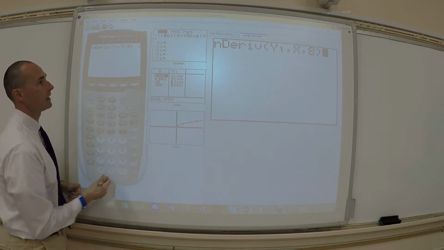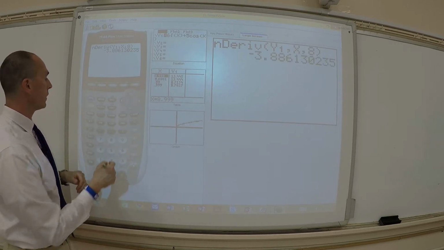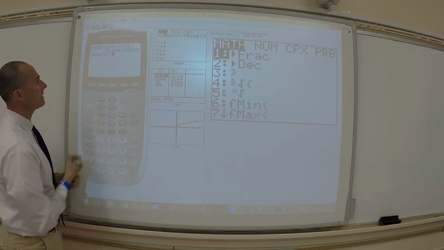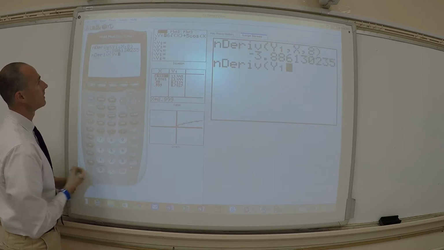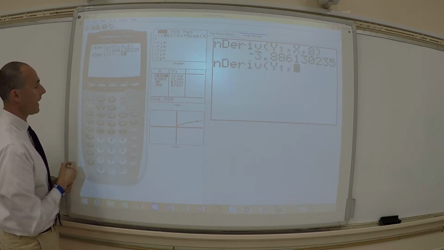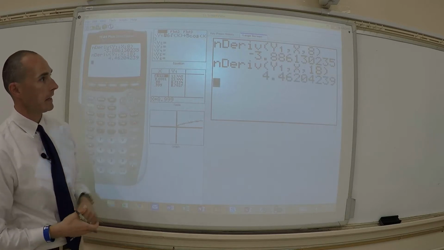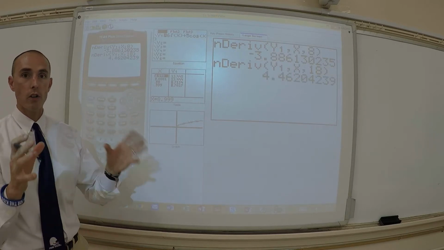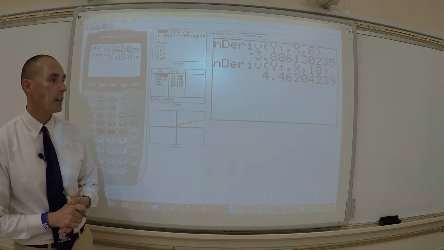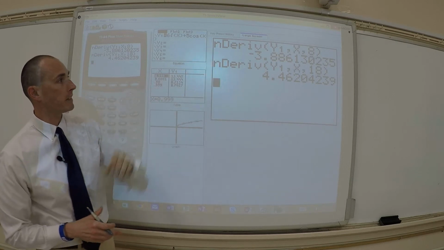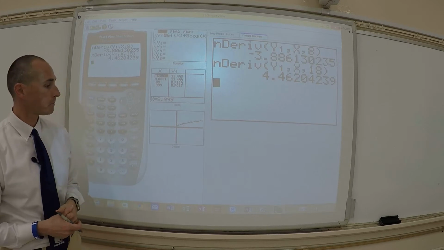And when we do that, we get exactly what we had before. So let's do it one more time so you can see what it's like for 18. Math 8, the derivative of function y1 with respect to x, and we're going to evaluate this at 18. And again, we get 4.462. So you're seeing all those values coincide with what we got by hand, until we had the calculator at the very end there. But this is something you'd want to be able to do, especially when you get to the AP exam, because it'll be a little bit more efficient if it's allowed.